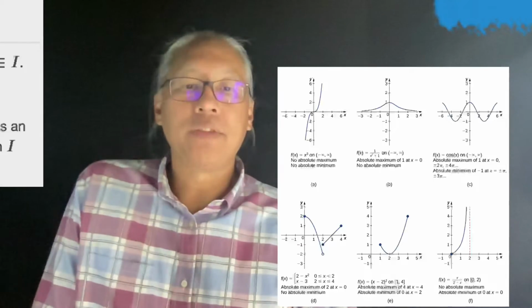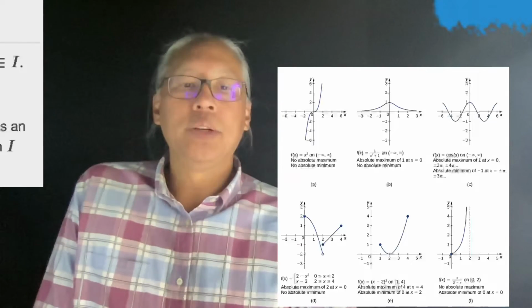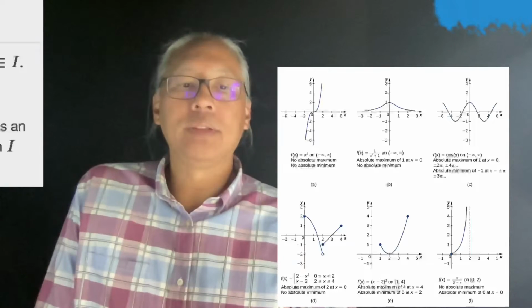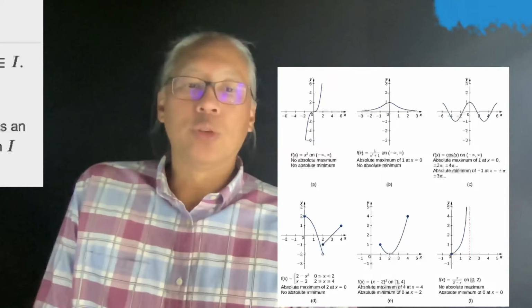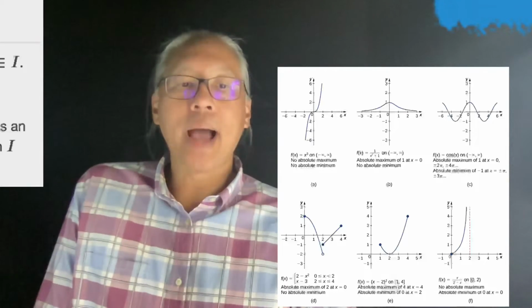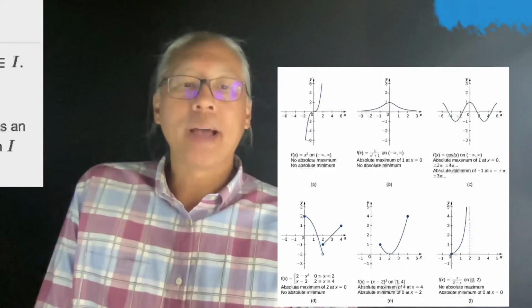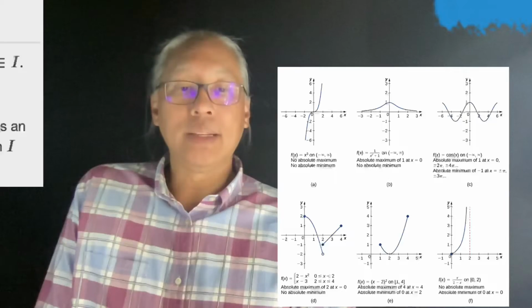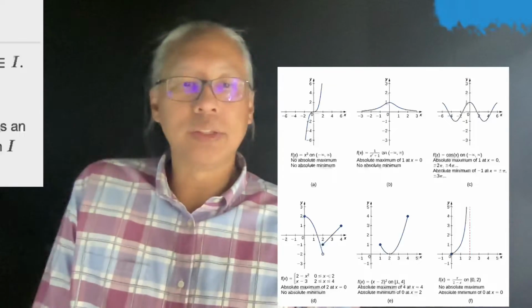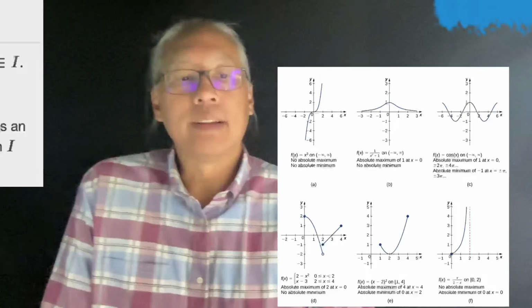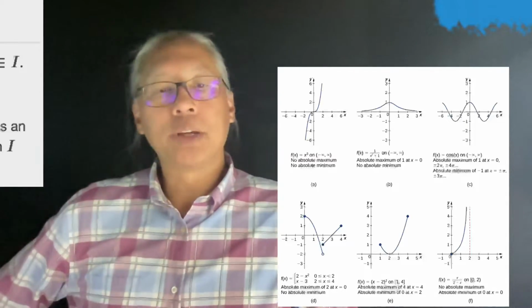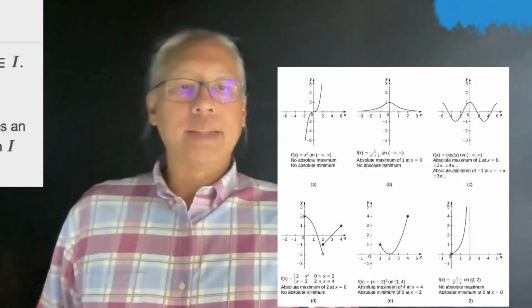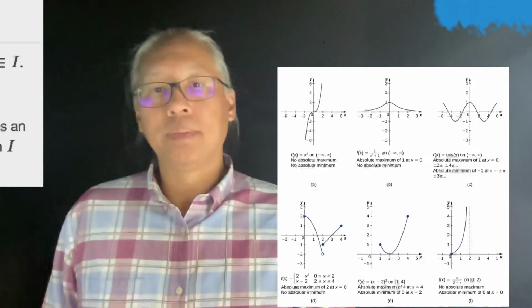For graph E, we have a point at 1, 1. It dips down to 2, 0, and it goes back up at 4, 4. So it looks like this has a maximum at x equal to 4 with a maximum value of 4. And then it has a minimum at x equal to 2, where the minimum value is 0. And in our last example, at 0, 0, we have a minimum value, but then this thing keeps going up forever, and so it has no maximum value.